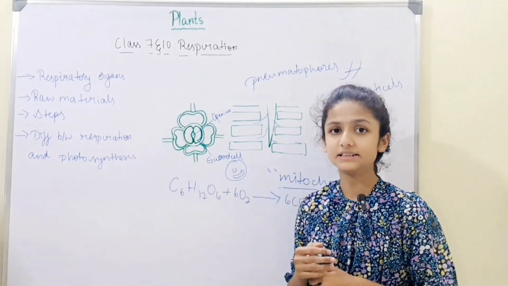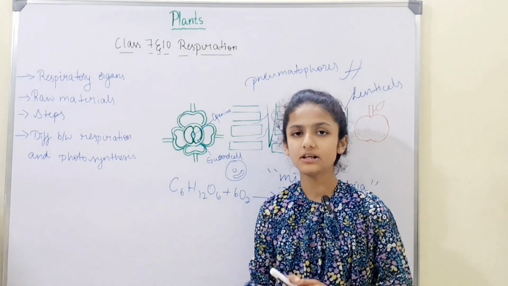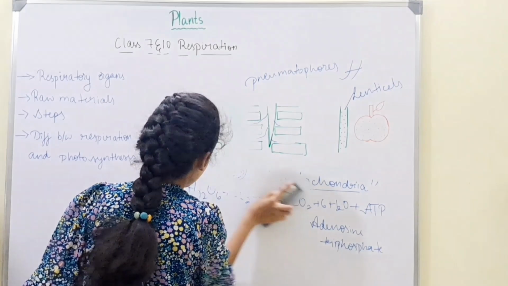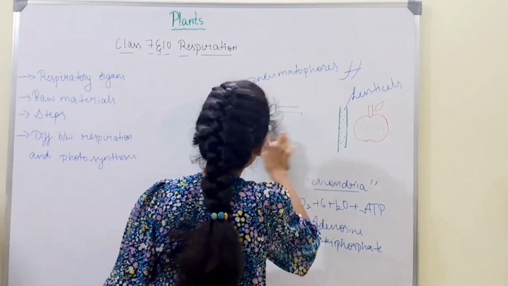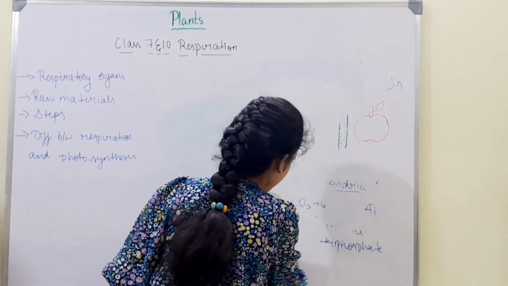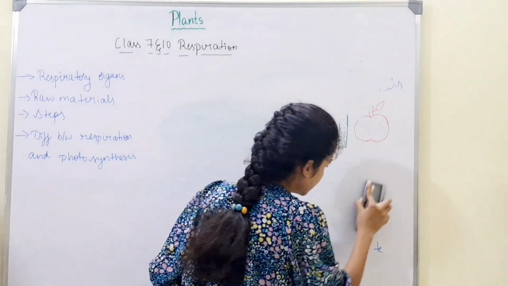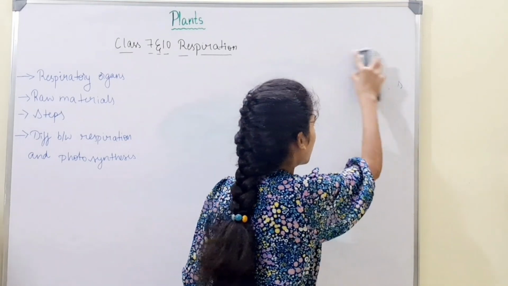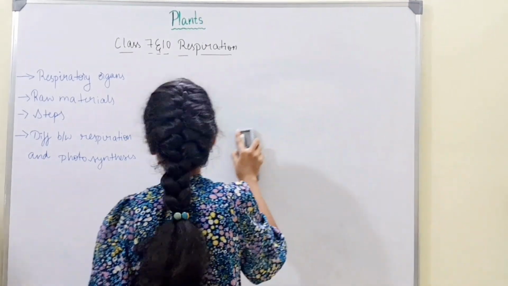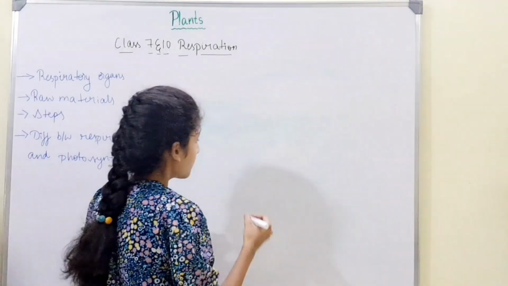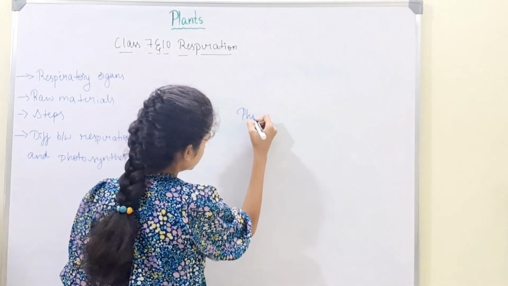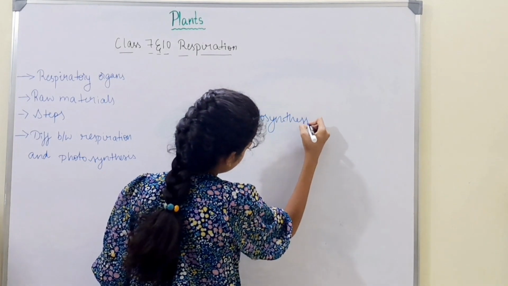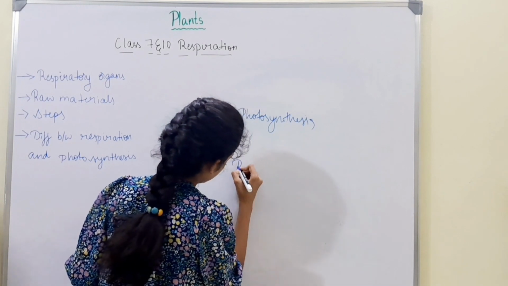And now let us find the difference between respiration and photosynthesis. Just a minute, I'll erase these drawings. Then we can see the difference between respiration and photosynthesis. The major difference is the products. The raw materials of photosynthesis are the end products of respiration. So this is our photosynthesis process. Photosynthesis. And here is respiration.